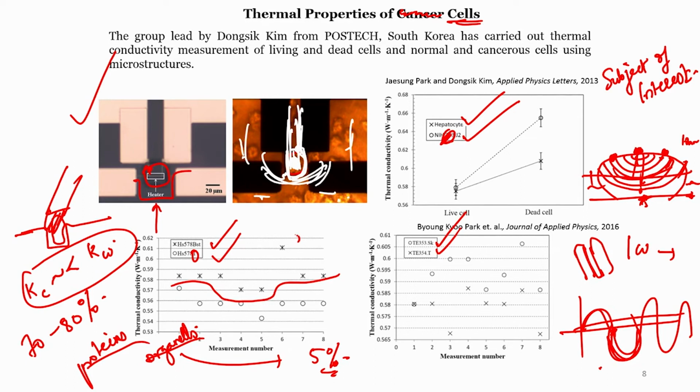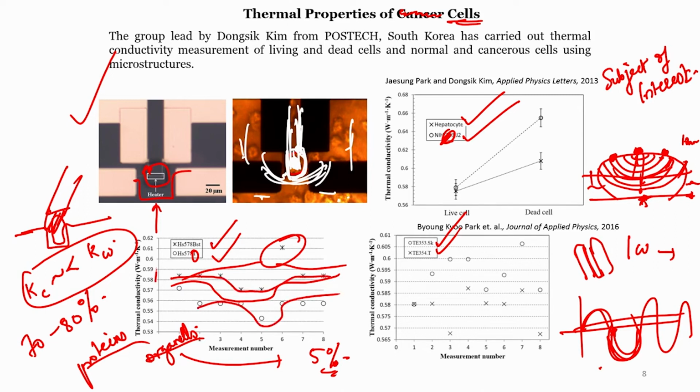These are the different types of measurement that you should perform if you are a scientist and are trying to do new science. They have measured thermal conductivity of HS578BST and HS578T, two different cell lines, and they have seen how repeatable the measurements are, which comes to reasonable repetition.